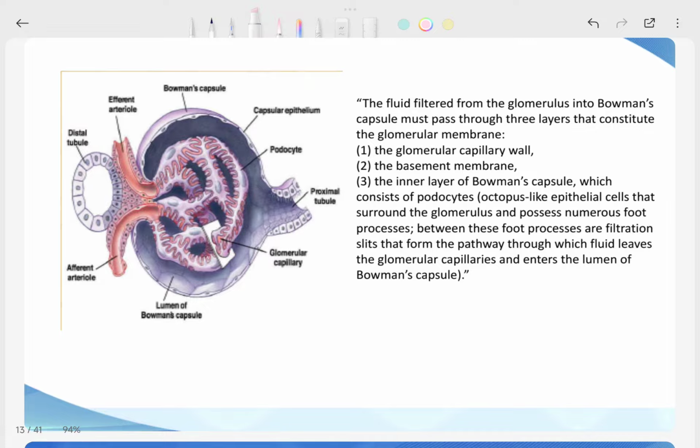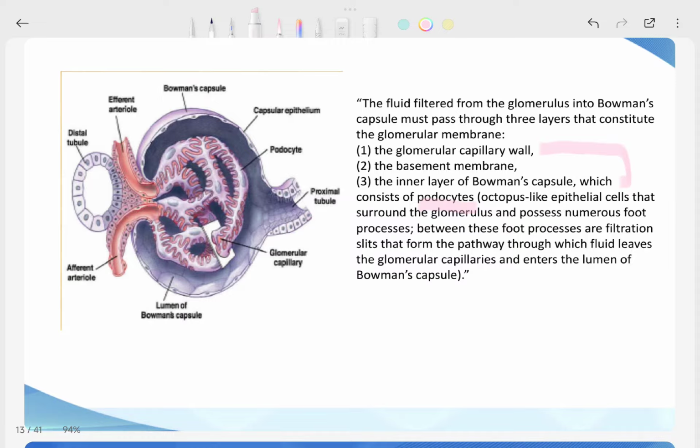Okay, for the filtration barriers, they have three layers. For example, the glomerular capillary wall, which is the fenestrated one that has holes, and then the second one is the basement membrane, which is negatively charged and also repels the protein, and also the podocyte. The inner layer of Bowman's capsule consists of podocytes. They are the ones who do the filtration, like the filtration slits.